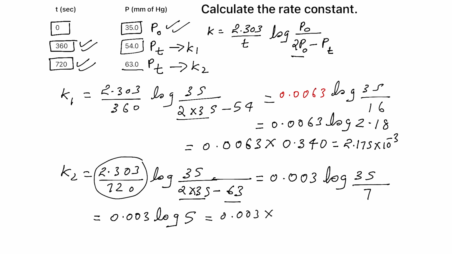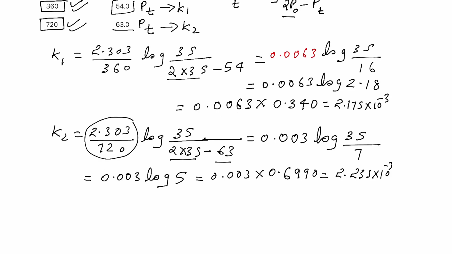0.003 into log 5 value, you have to learn by heart. Very, very important. 0.6990. And you will be getting 2.235 into 10 raised to minus 3, right? Here, during finding K1, you can see log 2.18. That value you have to find from the logbook. There is no other way.